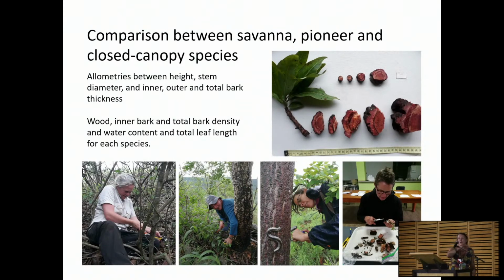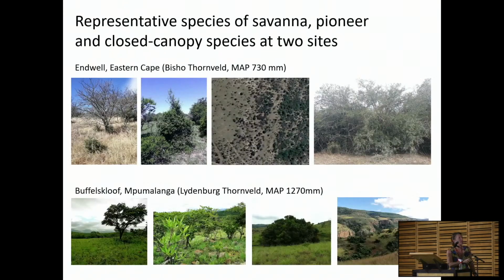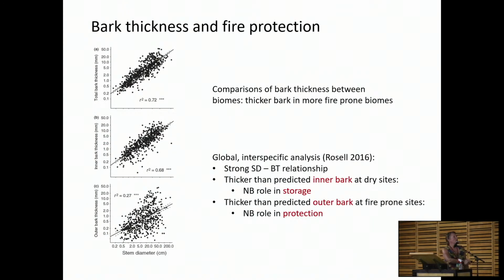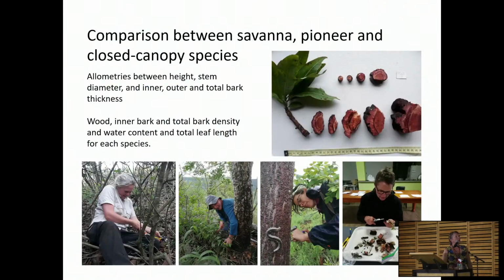So we did intra-specific allometry. These relationships here were of the biggest individuals across species, but what we did is get the slopes and elevation of these allometries for each species by measuring the tiniest to the biggest individual. And we also measured the density and water content of wood, inner and total bark, and we recorded the total leaf length.